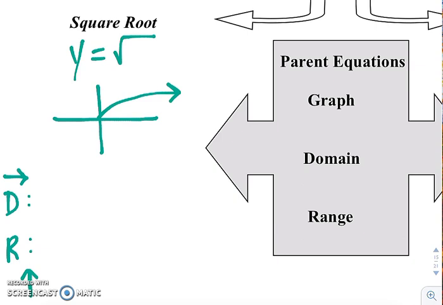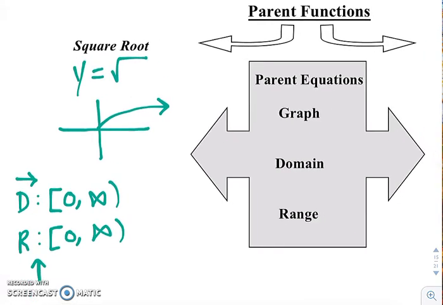So your domain for this function would start at 0 and go to the right. Since 0 is actually a point, because that's where it starts, we're going to do brackets 0 and to the right, positive infinity representing the right. And then your range is starting at 0 and going up. So it too is going to be 0 to positive infinity.